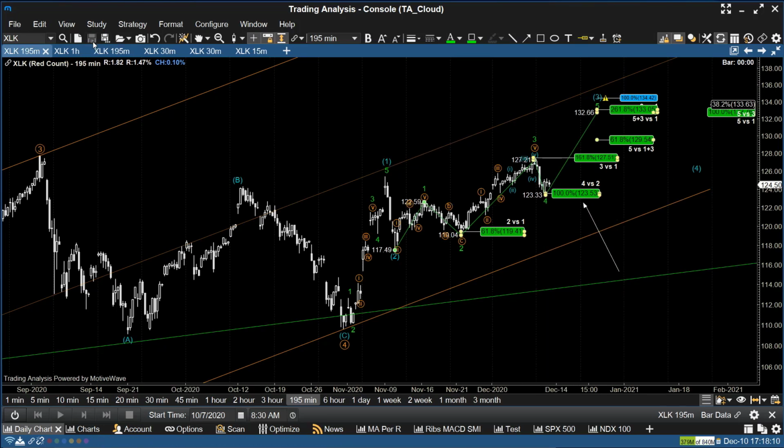Those of you who are unfamiliar with the guideline of alternation, it suggests corrective moves of the same degree will often alternate corrective patterns. So typically the roles are reversed. Generally you see the sharp directional correction in the wave 2 position and the sideways correction in the wave 4. In this instance we had the sideways correction in wave 2, directional correction in wave number 4. That is it for this evening's video update.